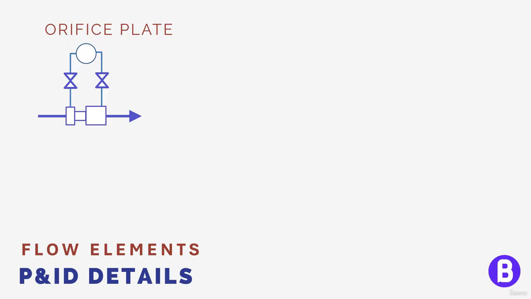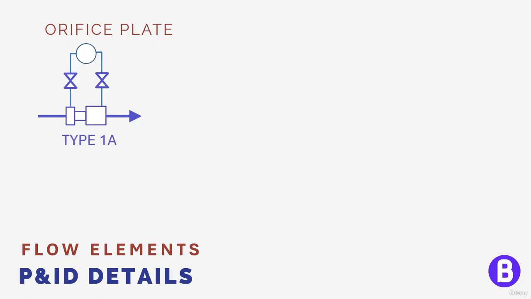So let's talk about flow elements. Flow elements are instruments that are used to measure the flow of a fluid in a pipe. The most common type of a flow element is the flow orifice, which measures the flow rate based on pressure drop in the orifice. This is one of the typical details for a flow orifice in the P&ID.